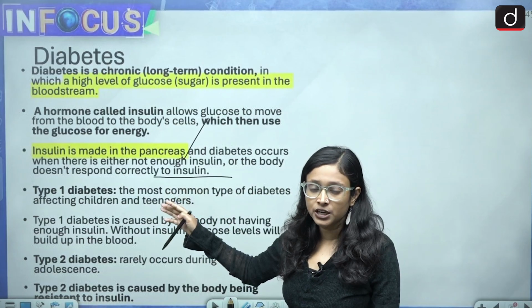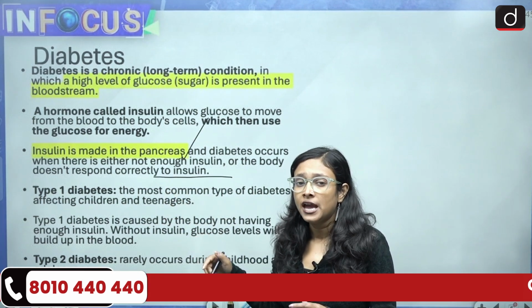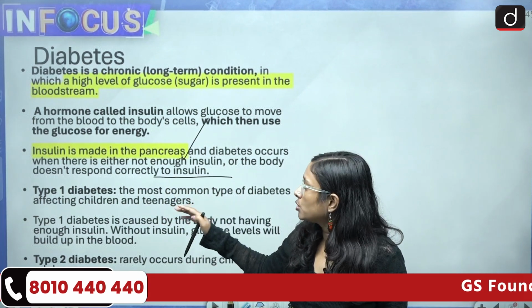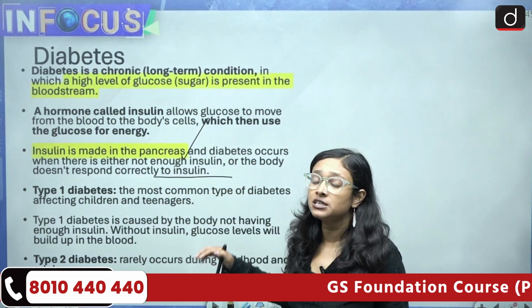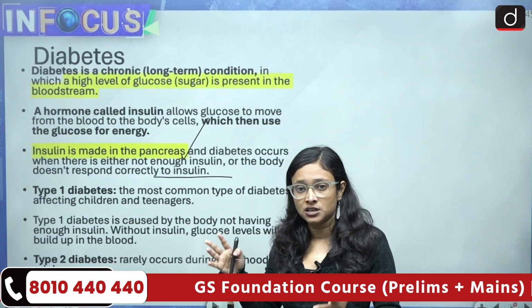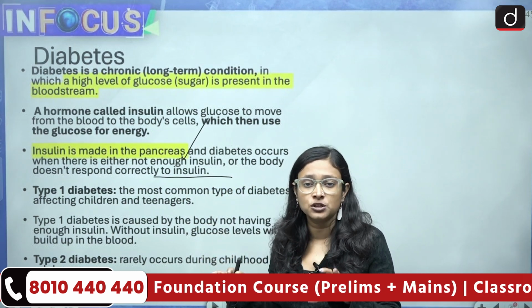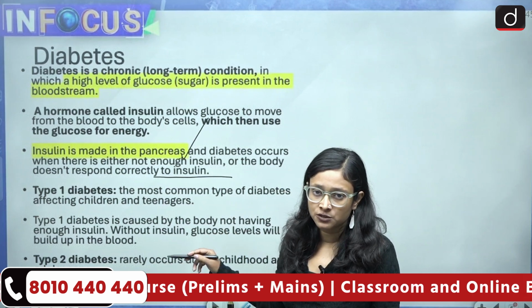So here we can see that when there is an excess amount of glucose in your body and the insulin hormone, which is made in the pancreas, is not enough, there is a lack of energy in your body. So this situation causes diabetes, and there are two types of diabetes we have.